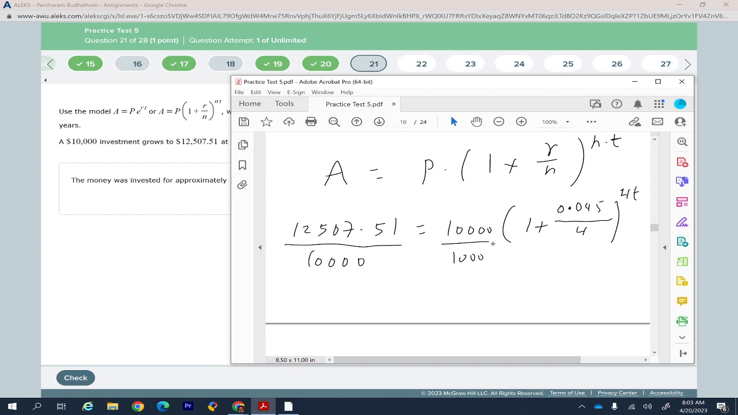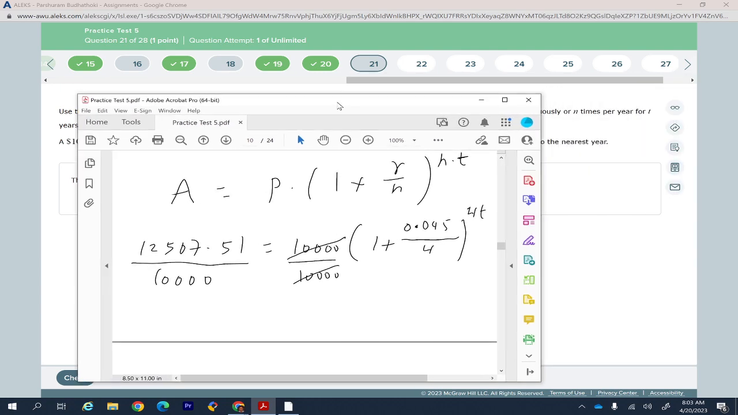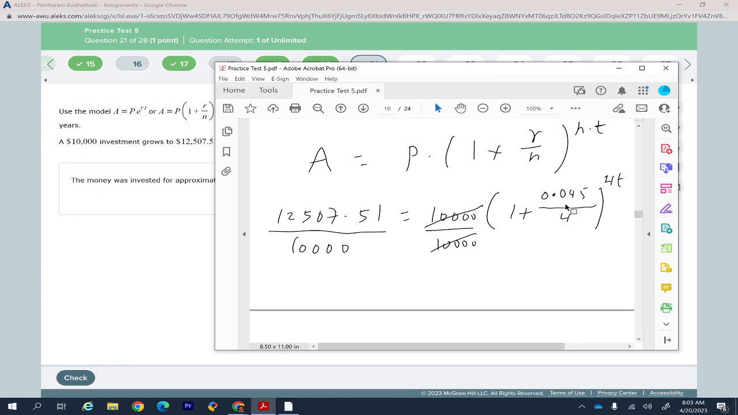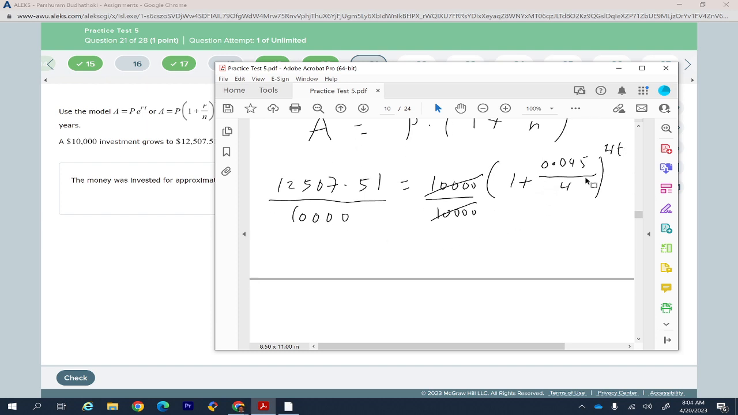10,000. Cancel out. You can use your calculator here. Okay, and now to find out the value of t, you can just take ln both sides because you have to bring this t down. So I'm going to take ln.